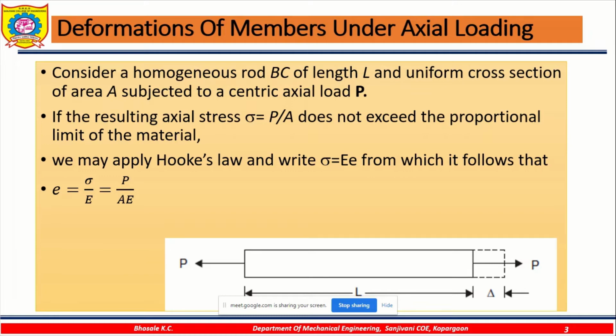So we also know that strain has another formula: strain will be equal to delta L upon L. So we equate this P upon AE with delta L upon L. Strain equal to delta L upon L will be equal to P upon AE. From that we can find out the delta L. Delta L is the change in length. So delta L will be equal to PL upon AE. So this is the formula.